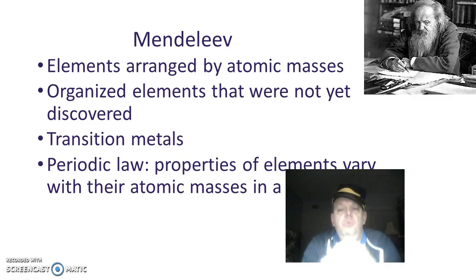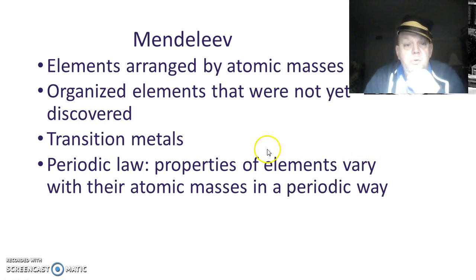Now, there is also the idea of the periodic law, and Mendeleev sort of tried to explain it this way, and I'm going to cover up his picture for a moment. Properties of elements vary with their atomic masses in a periodic way. What does he mean by that? Well, what he was saying was how elements behaved depended on how much they weighed, and that was happening every so often. And that's where the periodic law came in.